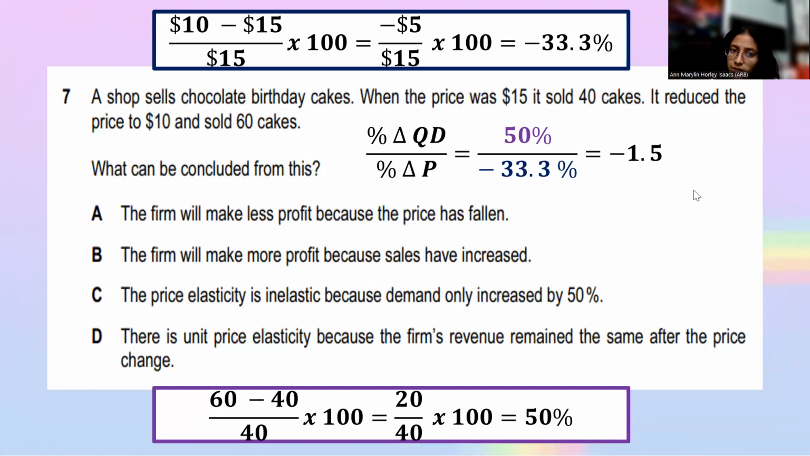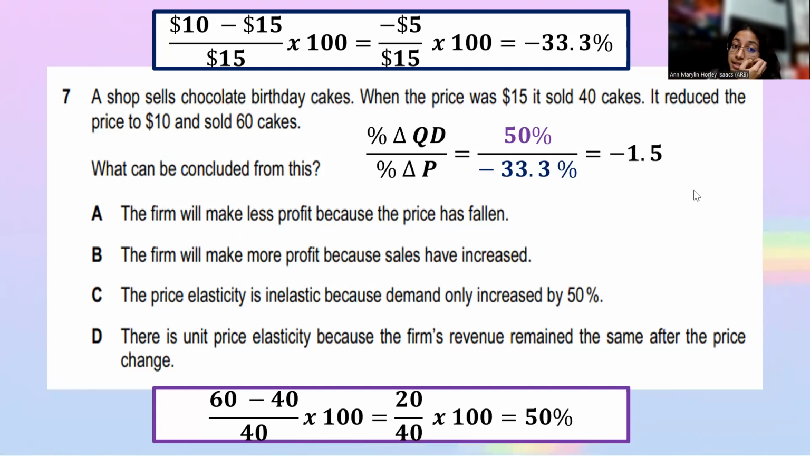It reduced the price to $10 and sold 60 cakes. This question is talking about elasticity of demand, yeah? So that I derived after I went through the answers, but okay. So that's why you see all these little calculations on the screen. Let's go through the options first, and then we can go through the calculations.